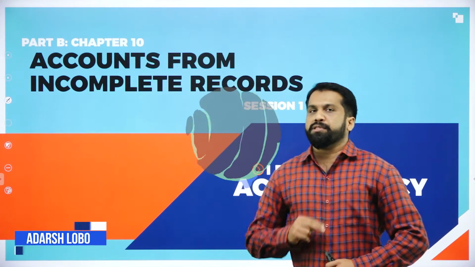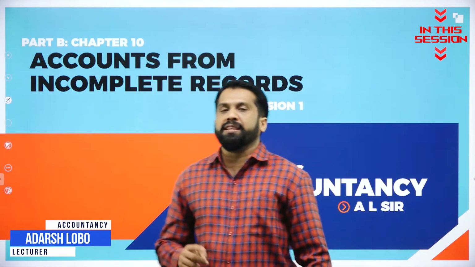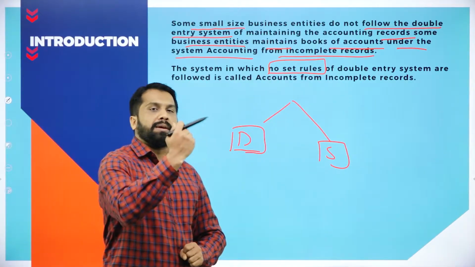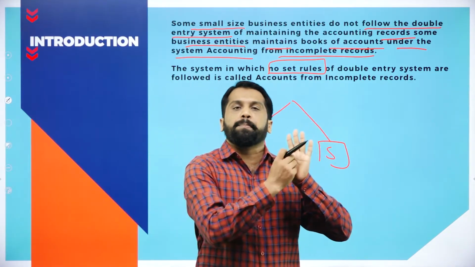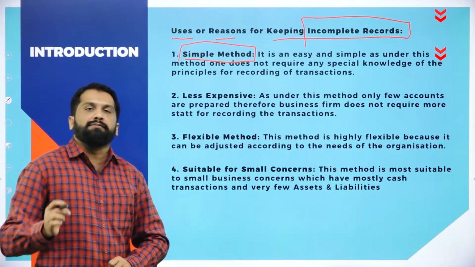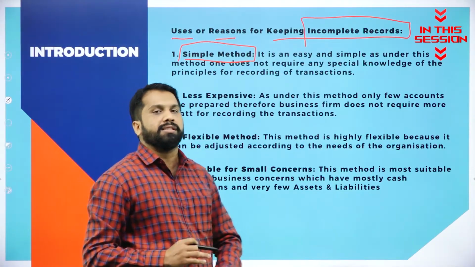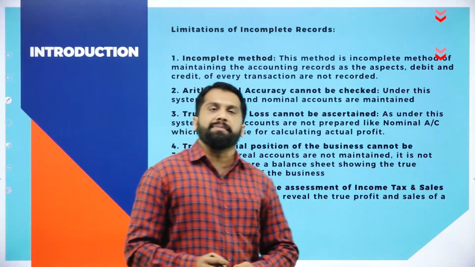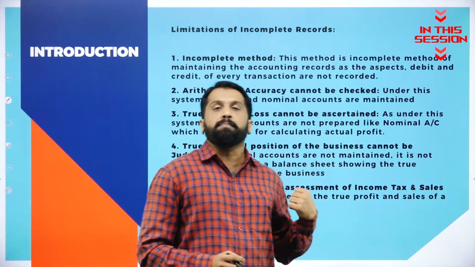We have two types of accounting. One will be double entry and another one will be single entry, where they maintain a single book of how much they purchased. Double entry, they follow all the rules and regulations. Single entry system, they will not follow. In your examination, this is a compulsory question.